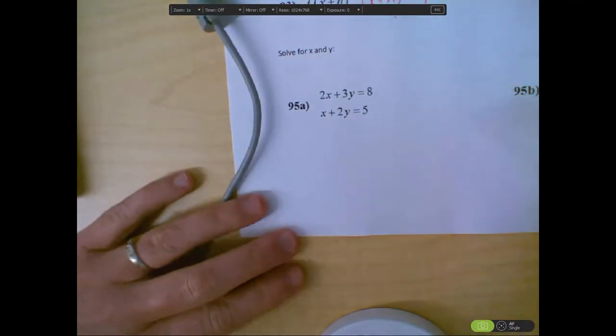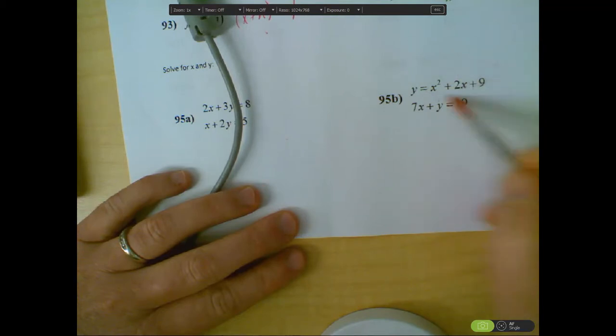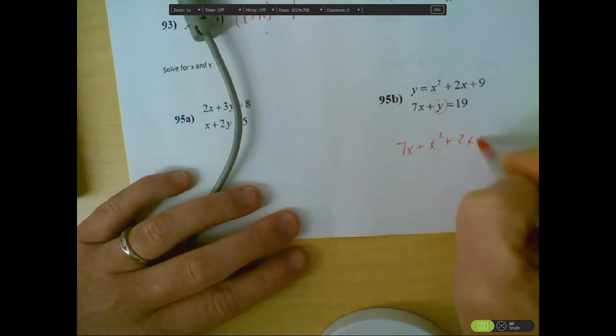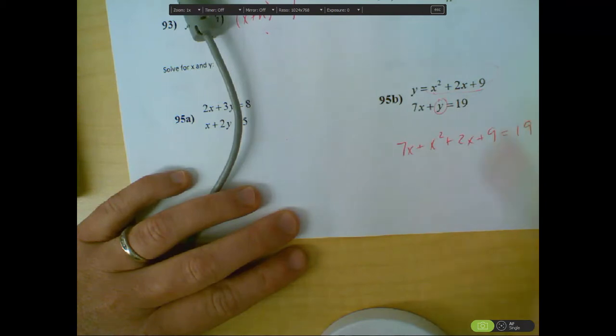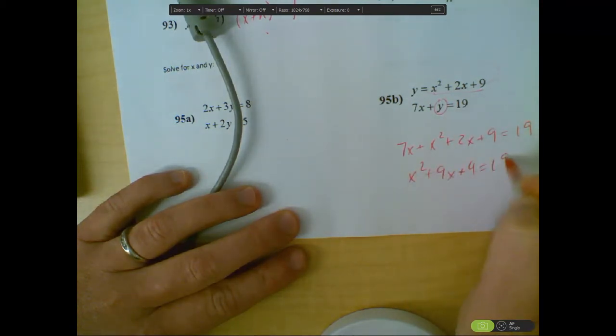This one should be pretty easy. I'm not going to do it. This one you have to know how to do. The easiest way to do a quadratic with a linear is to do substitution. I'm going to take out that y and put in what it's equal to. All I did was replace y with this whole expression. Combine like terms. Set it equal to 0. Factor.